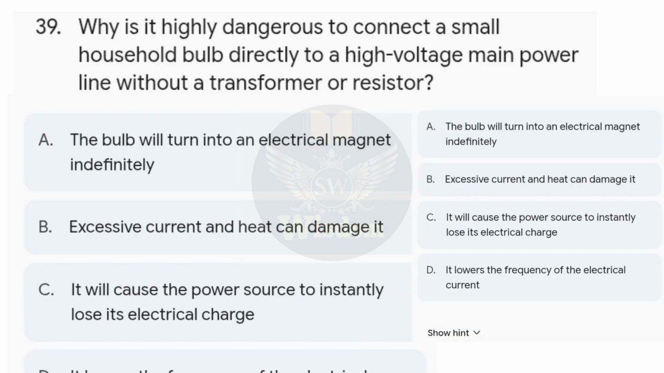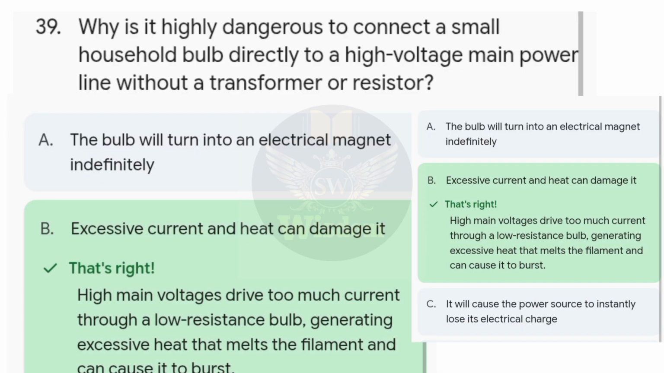Next question. Why is it highly dangerous to connect a small household bulb directly to a high voltage main power line without a transformer or resistor? The correct answer is option B. Excessive current and heat can damage it.